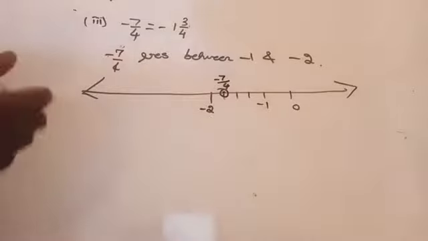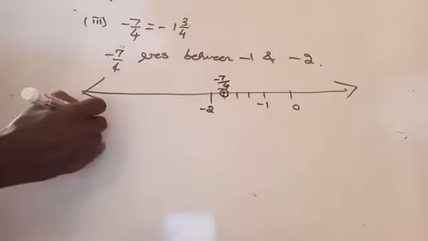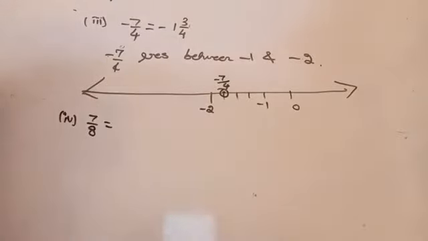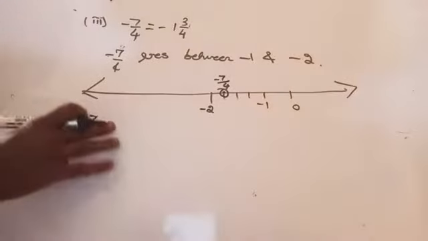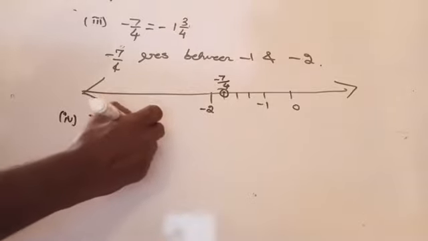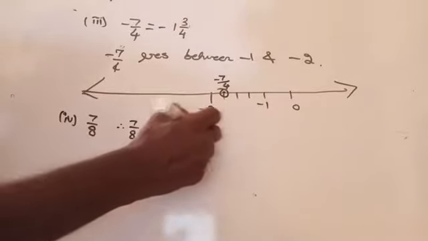Yes. Now look at the fourth part, 7 by 8. Is it proper or improper? It is a proper fraction. So therefore 7 by 8 lies between 0 and 1.